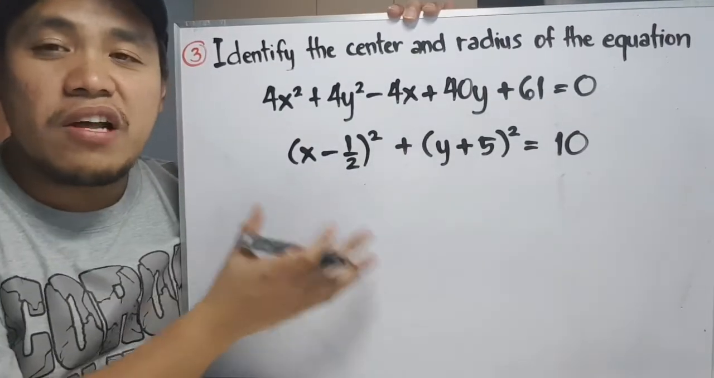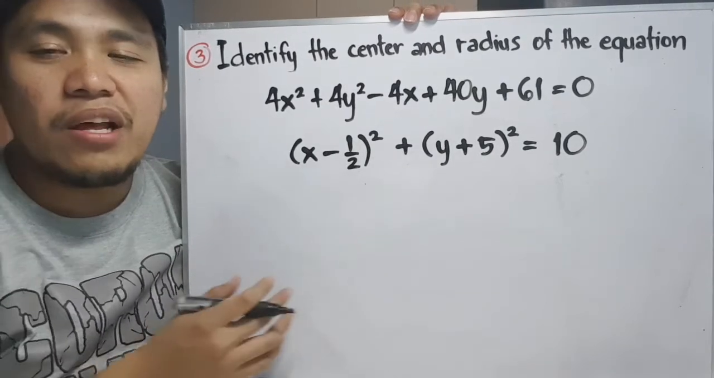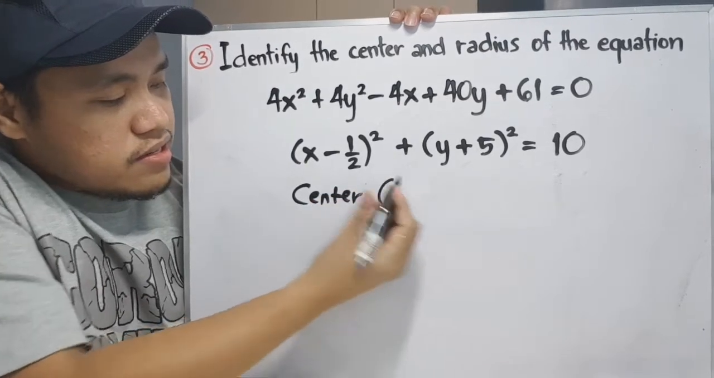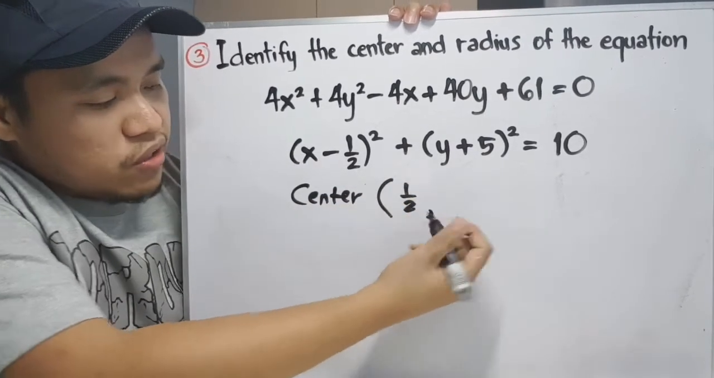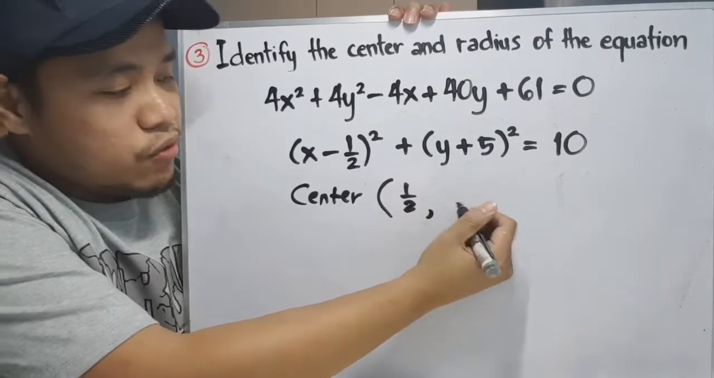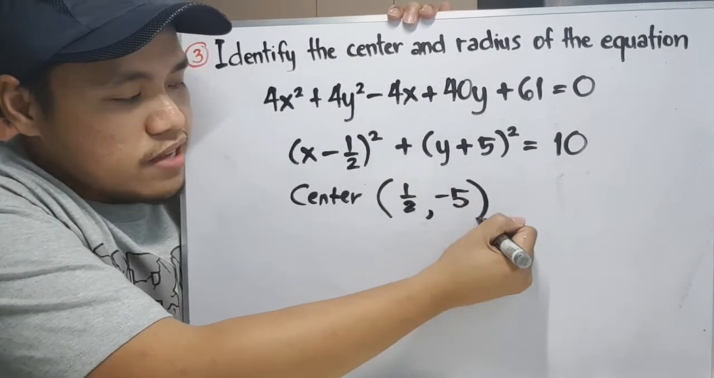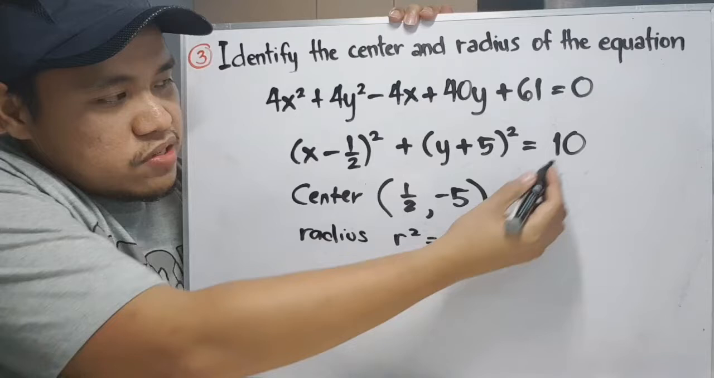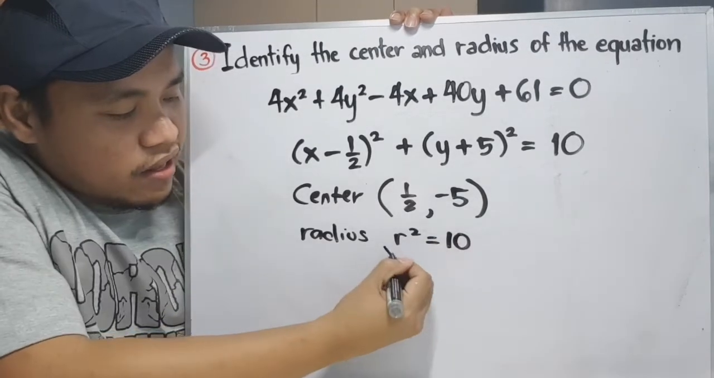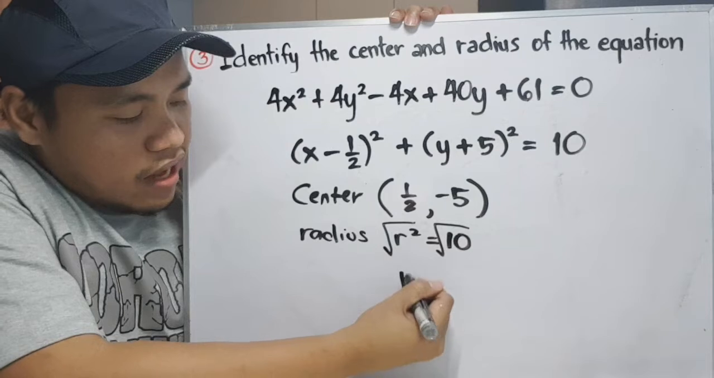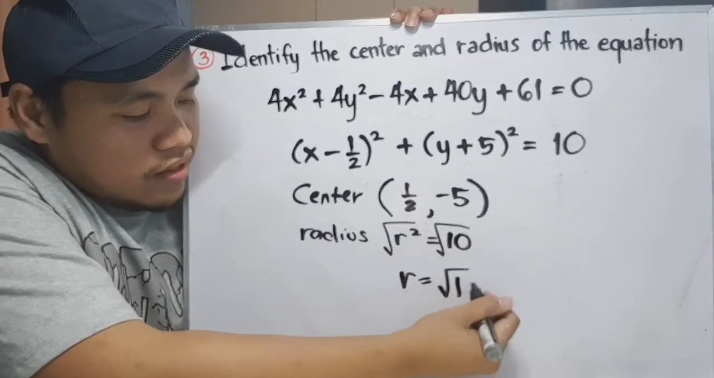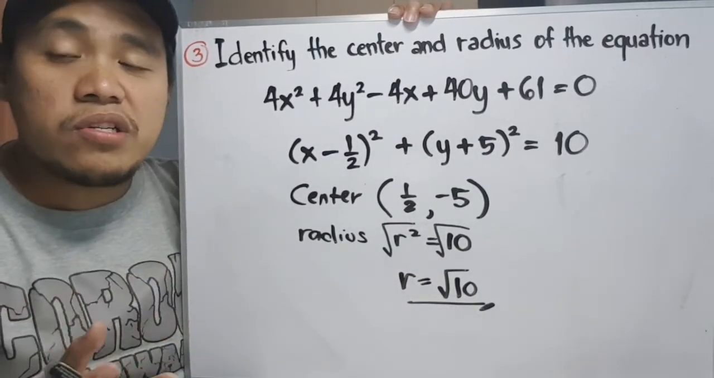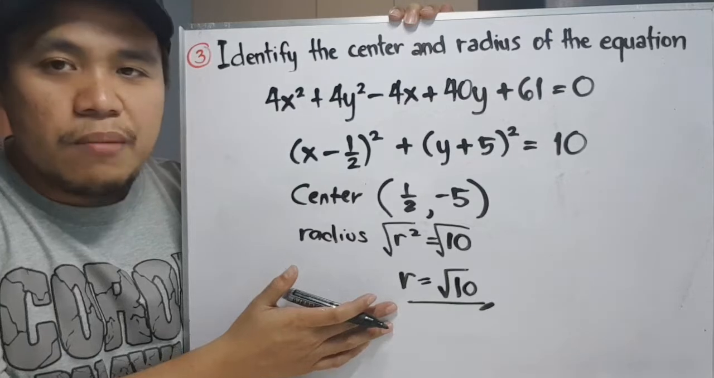So since we already have the standard form of the equation of the circle, we can now identify the center and the radius. The center is 1/2, since that is the h value. And then for the y, since this is positive, we will just make it negative 5 for the center. And for the radius, that is given by r squared in the equation, which is equal to 10. And then again, we need to get the square root of this. So the answer is r is equal to square root of 10. So this is now written in simplified form because we don't have a factor of 10 which is a perfect square. So the radius for this example is the square root of 10.